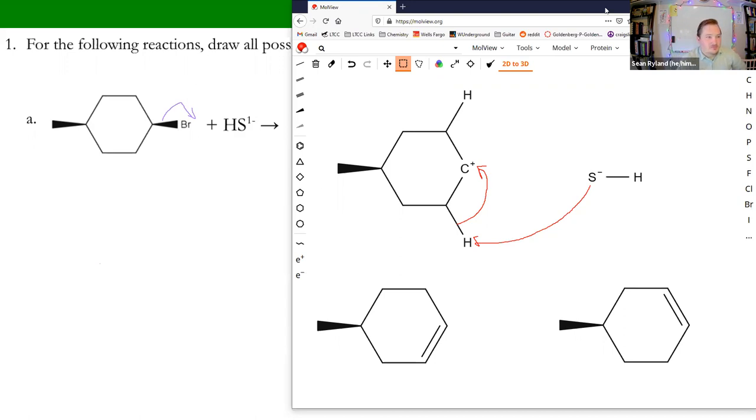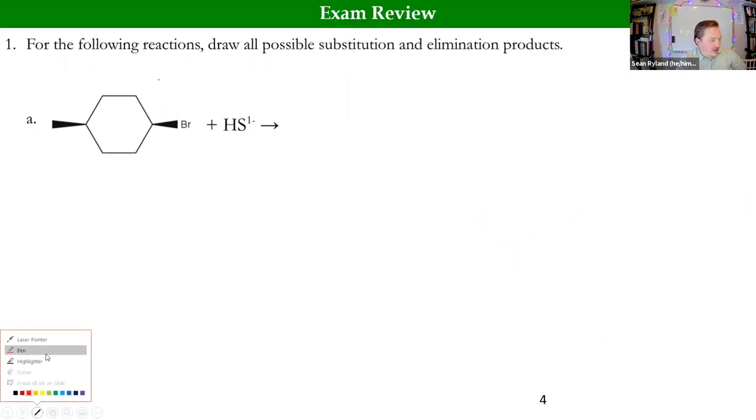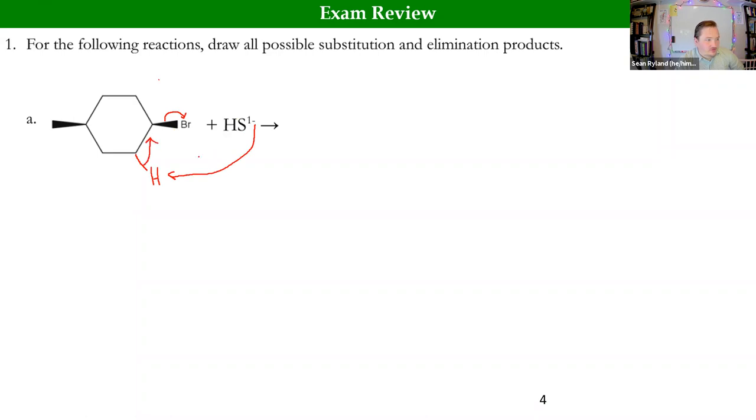Let me go back to the PowerPoint here. Clear all these annotations real quick. If it were going to be an E2 reaction, we'd be looking at the sulfide attacking that hydrogen at the same time that the leaving group leaves, right? E2, second order, means everything happens at once. So the leaving group leaves, the sulfide acts as a base, these electrons move over. The same three steps, no rearrangement happening, right?